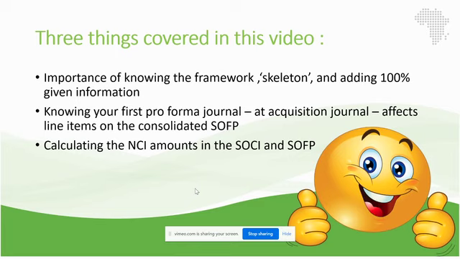The second thing that we discussed is your first pro forma journal. It's a journal that doesn't change. It's a standard journal. Know the journal, know which accounts are debited and credited, etc. And those line items affect your statement of financial position. And the last thing that we've covered today is calculating of the non-controlling interest in the statement of comprehensive income and statement of financial position.